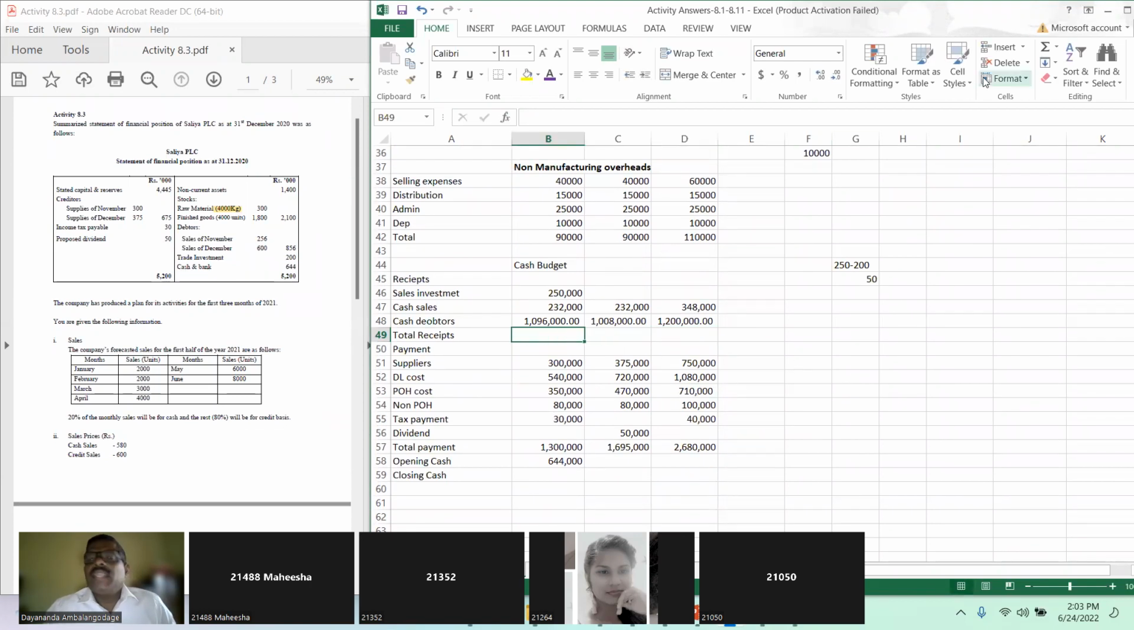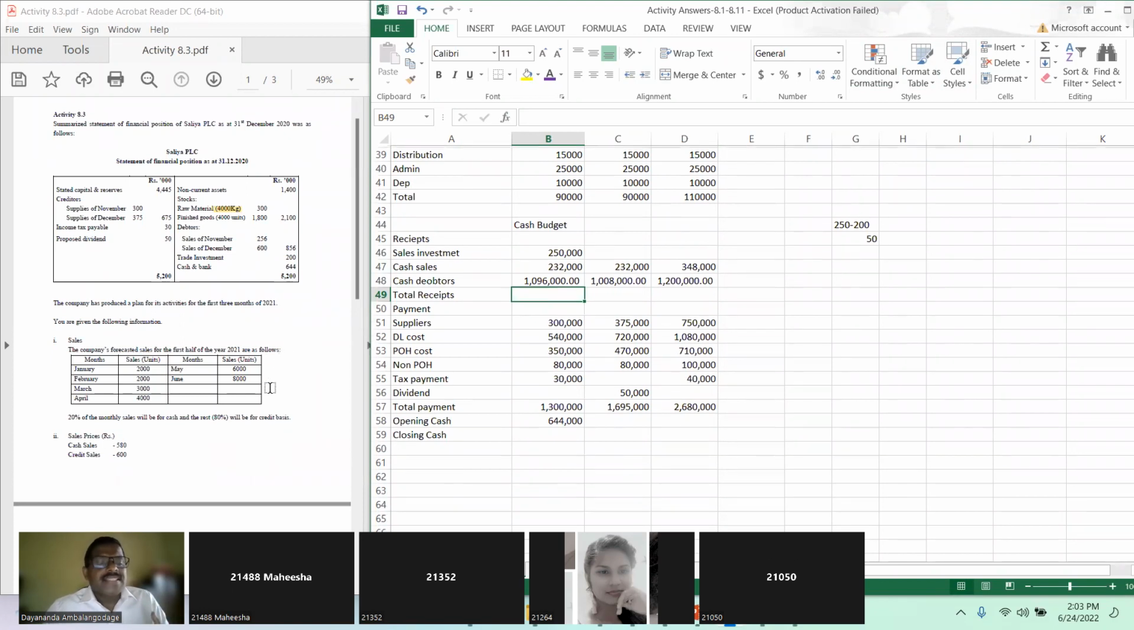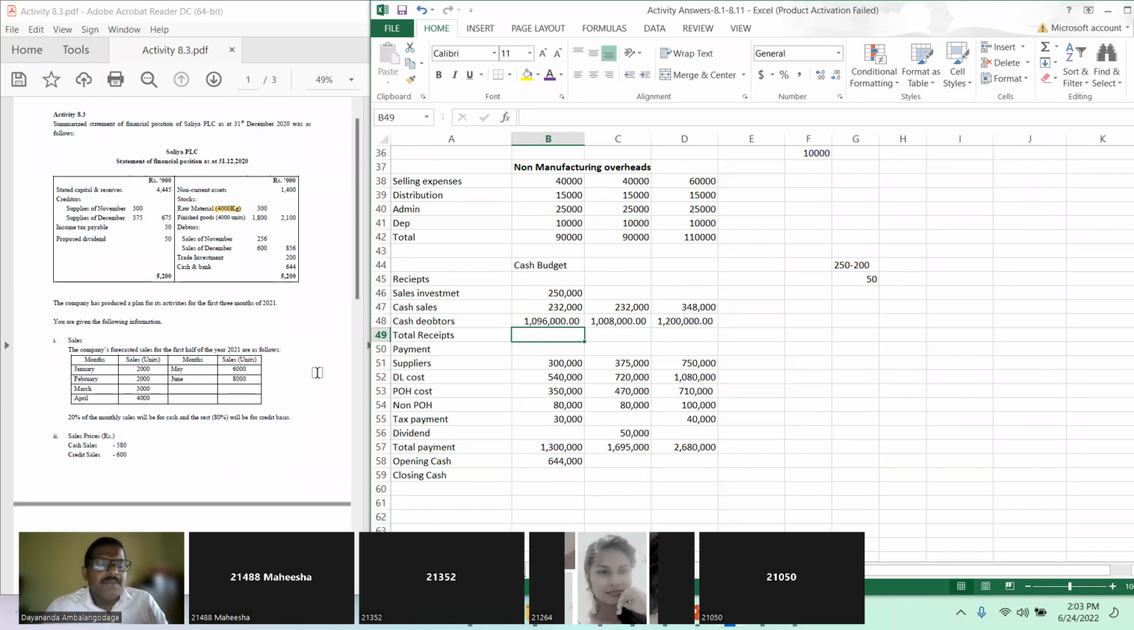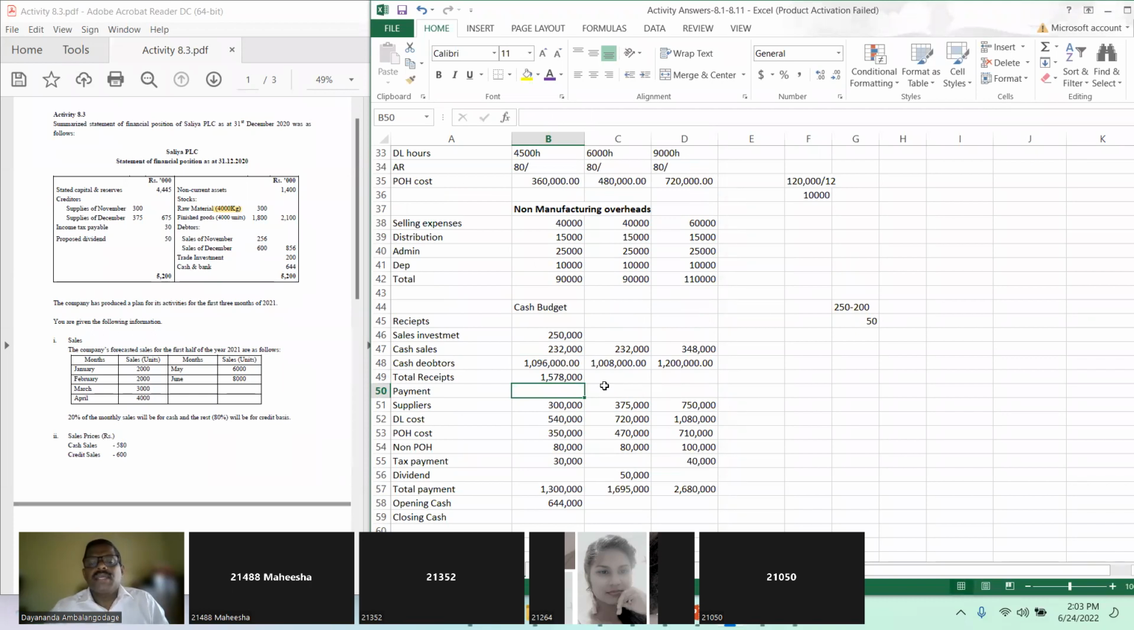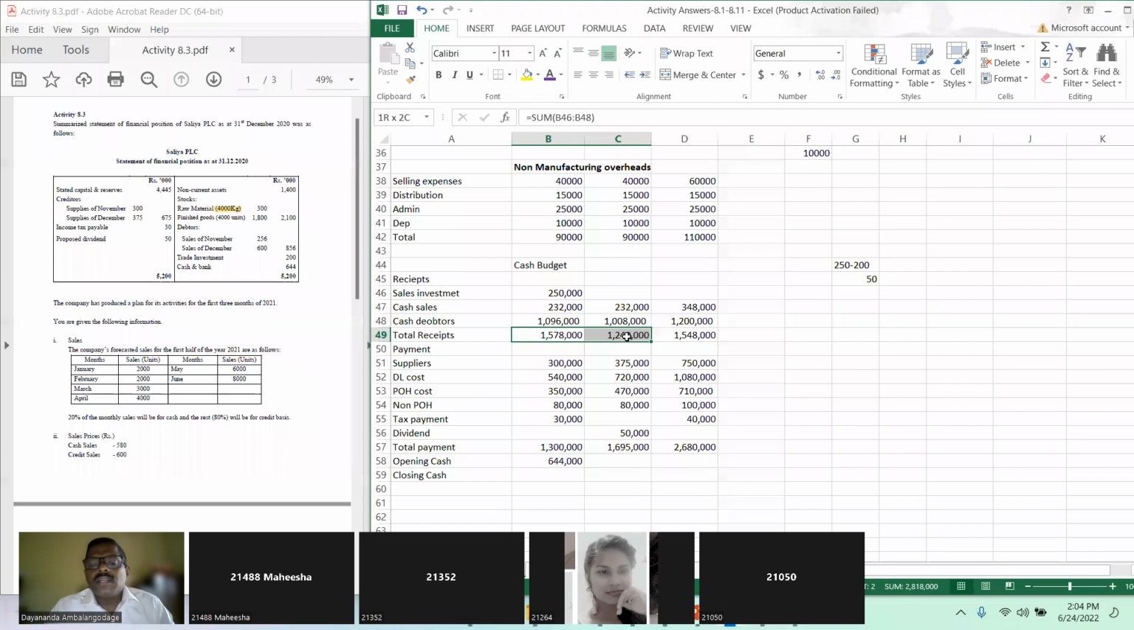Now you have to understand very clearly the credit policy. In this case, credit policy is a little bit complicated. 50% in the same month, 30% in the next month, another 20% just after 2 months of the sales. So based on that, we have calculated the cash budget, total receipts. So this is total receipt.